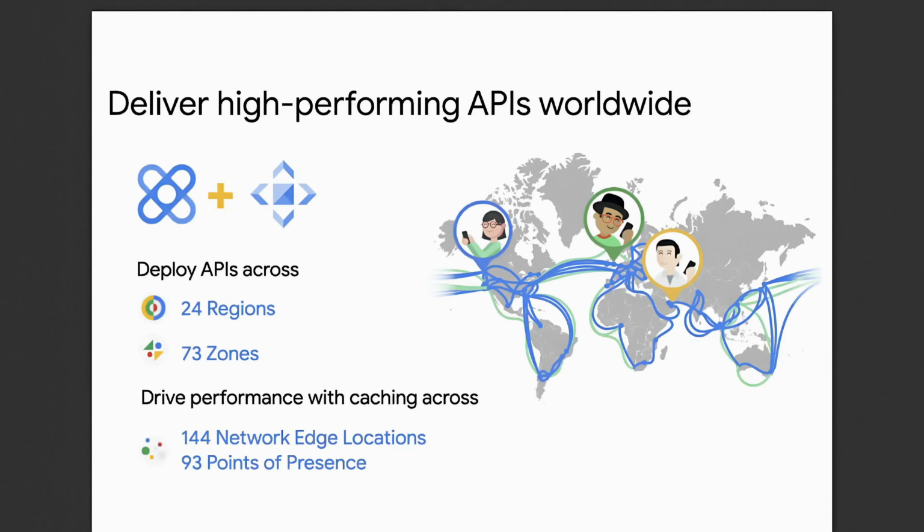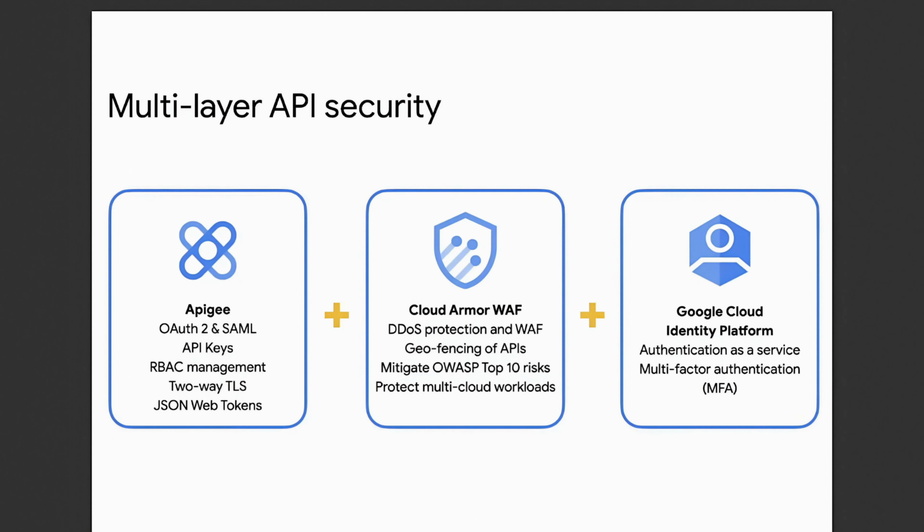Apigee X is the next version of the Apigee Edge platform. Google will no longer support new accounts for Apigee Edge, but instead it will only provide new accounts for Apigee X. Apigee X runs on the Google Cloud Platform, also known as GCP. This brings forth a global scale infrastructure with more than 24 regions, 73 zones, and 144 network edge locations that Apigee can utilize.